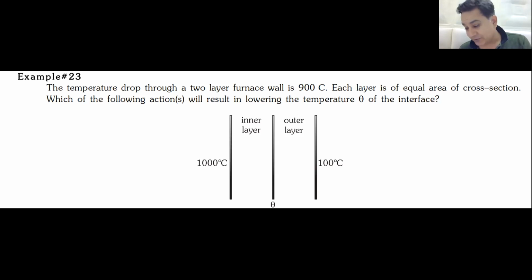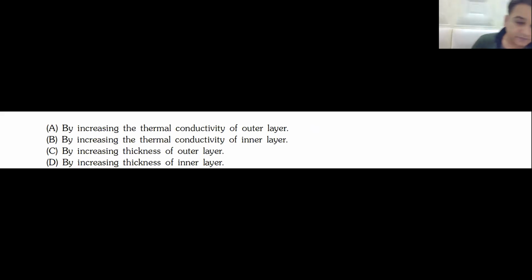So now you are given options. And again, it's my favorite question. So you understand, my favorite question has to be multiple choice. Which are the correct options? By increasing the thermal conductivity of the outer layer, by increasing the thermal conductivity of the inner layer, by increasing the thickness of the outer layer, by decreasing the thickness of the inner layer.